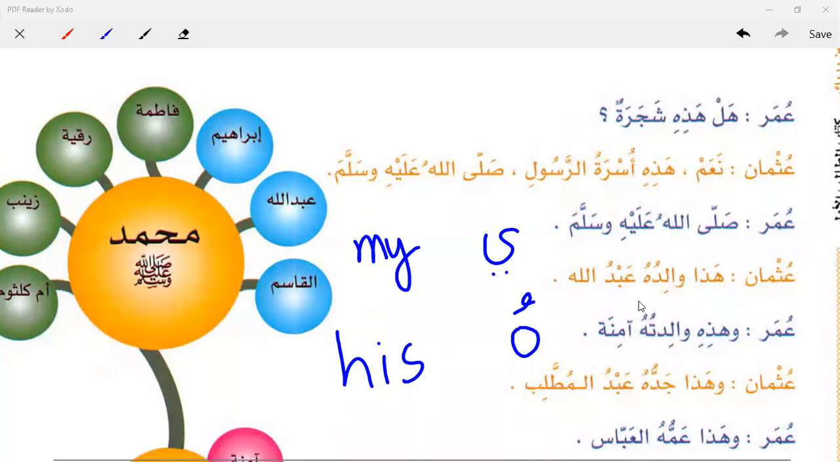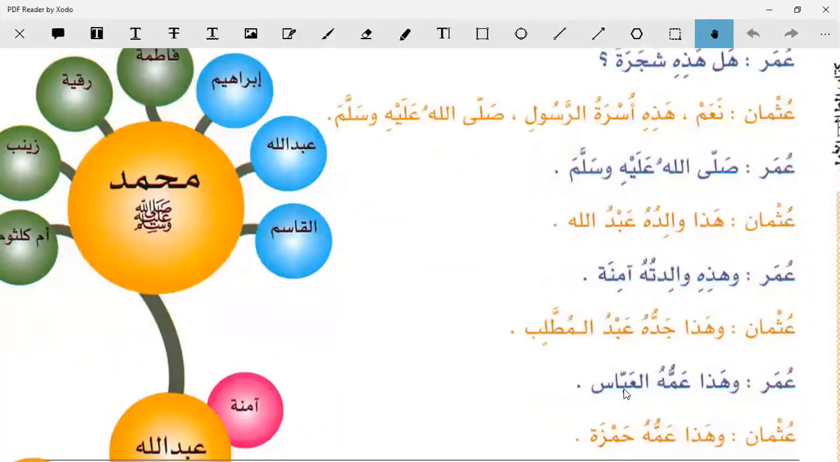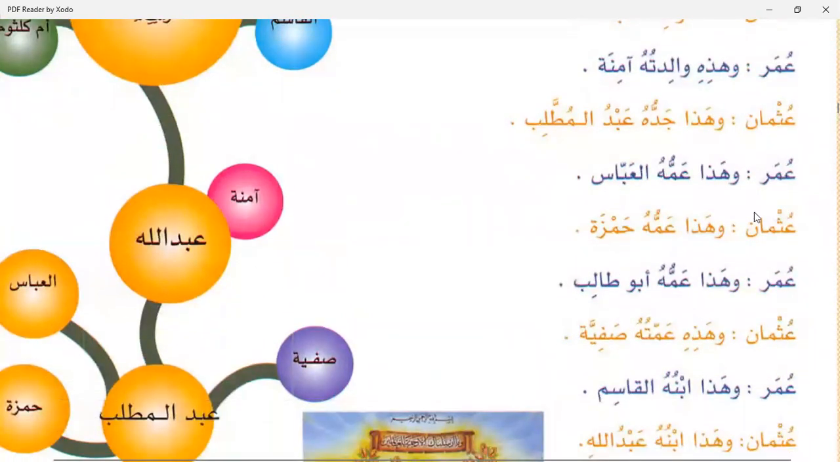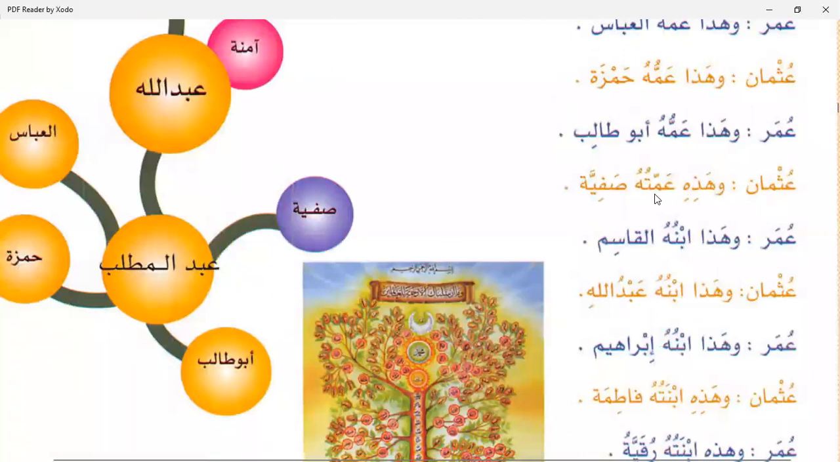Haza waliduhu Abdullah. This is his father, Abdullah. Wahazihi walidatuhu Amina. And this is his mother, Amina. Usman: Wahaza jadduhu Abdul Muttalib. And this is his grandfather, Abdul Muttalib. Wahaza ammuhul Abbas. And this is his uncle, Abbas. Wahaza ammuhu Hamza. And this is his uncle, Hamza. Umar: Wahaza ammuhu Abu Talib. And this is his uncle Abu Talib. Usman: Wahazihi ammatuhu Safiya. And this is his auntie Safiya.